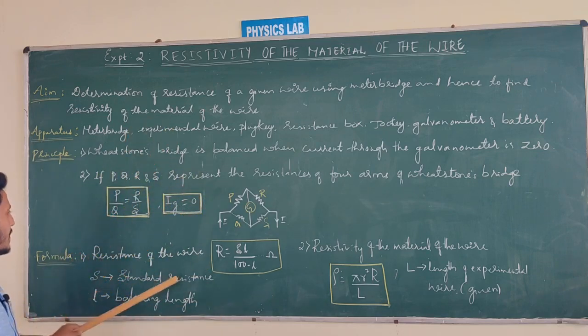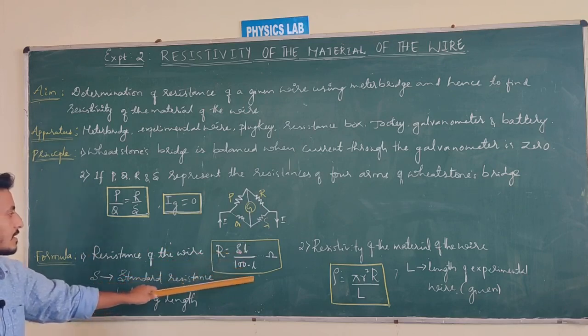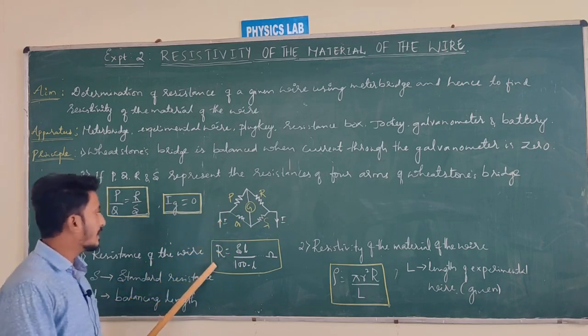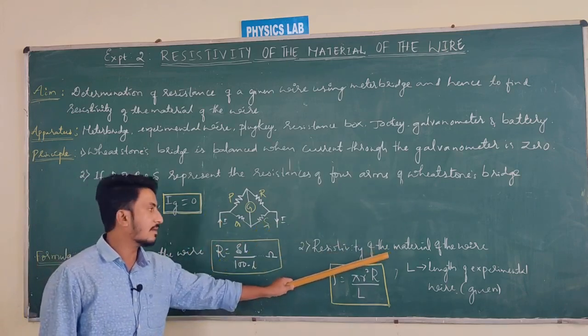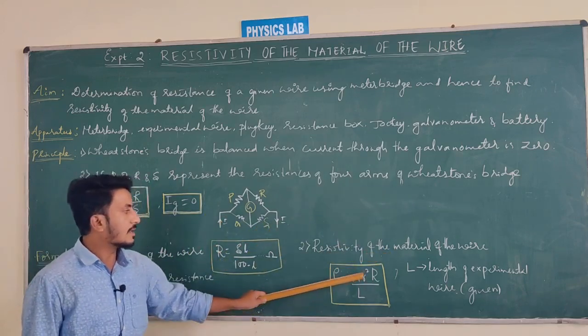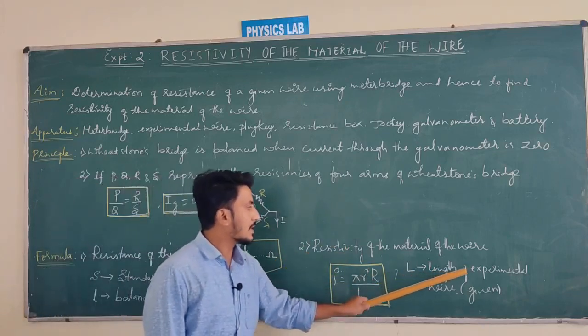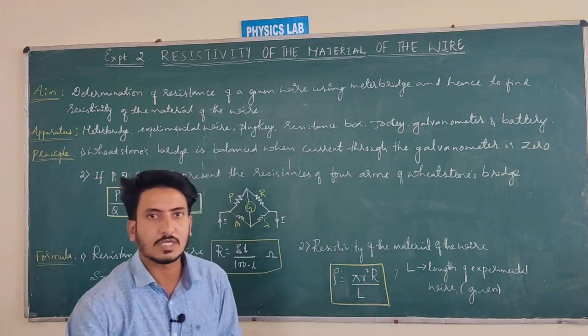And the formula to be used: resistance of the wire R equals S l divided by 100 minus l, where S is the standard resistance and small l is the balancing length. Once we find the resistance R, we proceed to the resistivity of the material of the wire, rho equals pi r squared R by L, where capital L is the length of the experimental wire given. So these are all the things I have written. Now I am going to explain them to you.